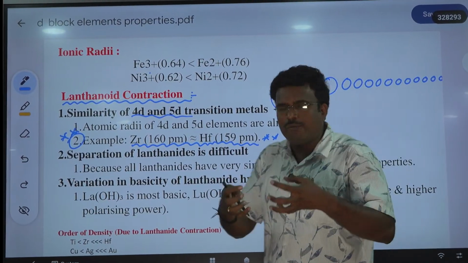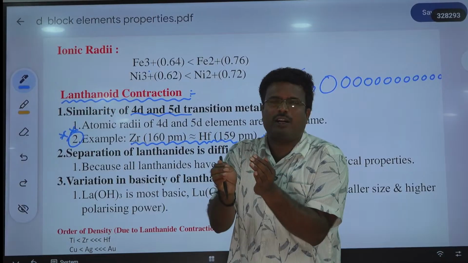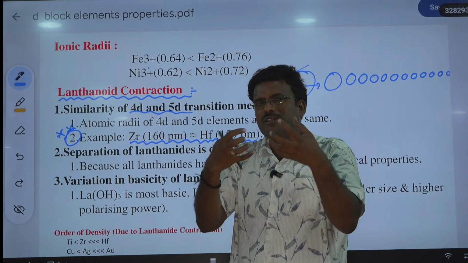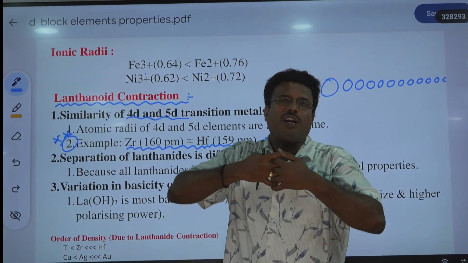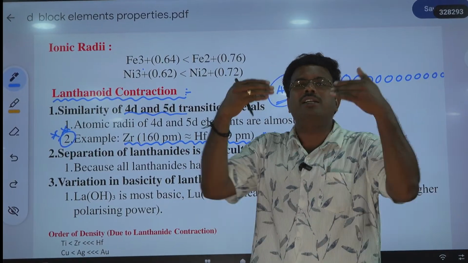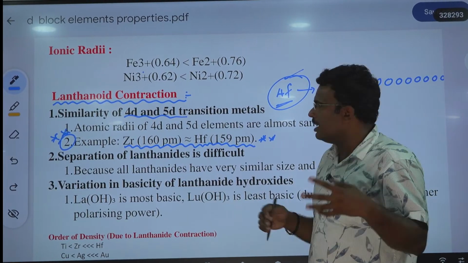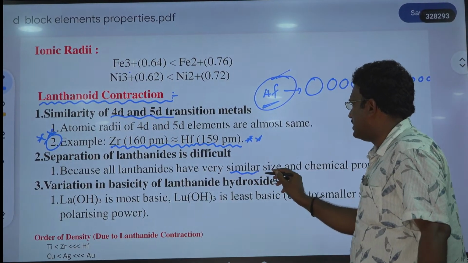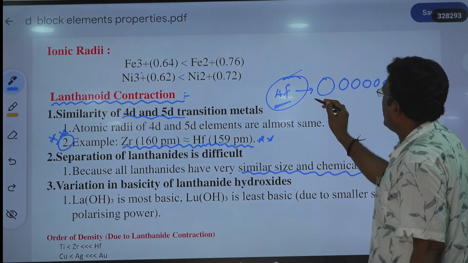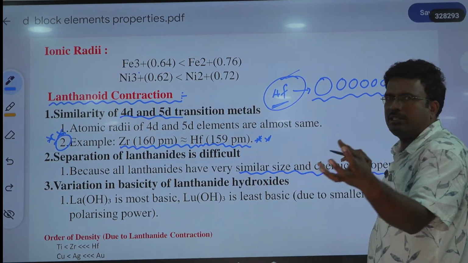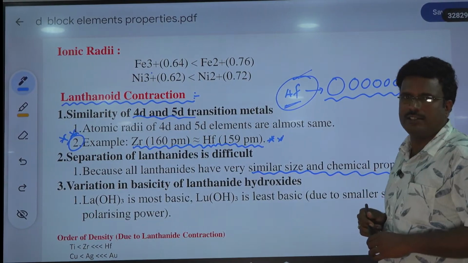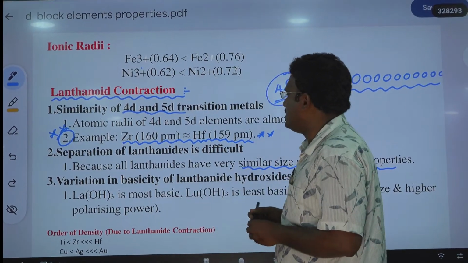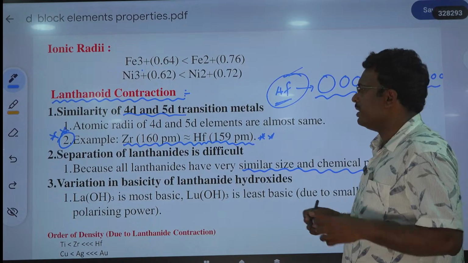Whenever electrons contract, the nuclear charge increases, meaning the elements are very strongly bound. That's why they cannot be separated by ordinary separation techniques. The separation of lanthanides is very difficult because of their very small size difference and similar chemical properties. In a period, the size of the elements decreases. Very important: the variation of basicity of lanthanide hydroxides.